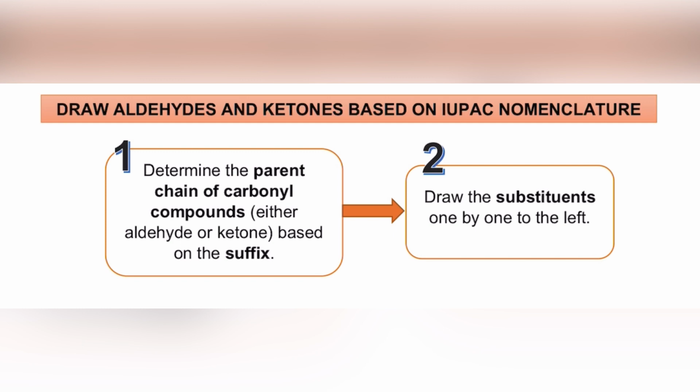Let's focus on the last part of this video. This is how you want to draw the structure for aldehydes and ketones based on their IUPAC nomenclature. First things first, determine the parent carbonyl compound. The parent chain for your carbonyl compound is either ketone or aldehyde based on the suffix. If it ends with al, it is an aldehyde. If it ends with on, it is a ketone. And then you go to the left one by one, drawing the substituents.